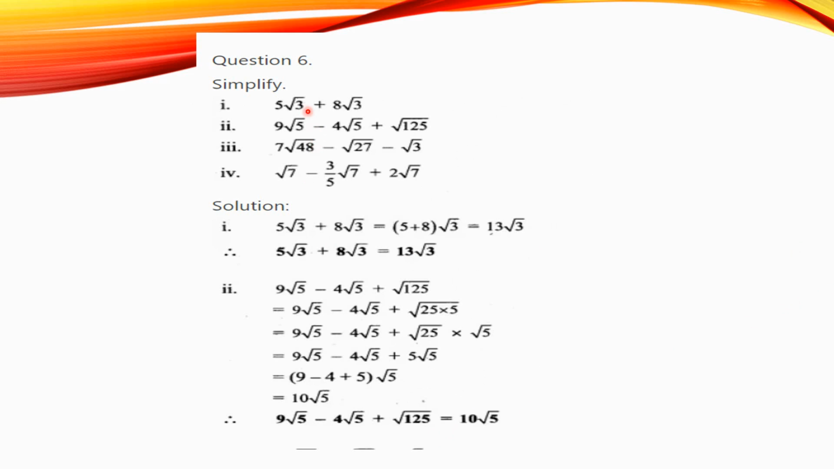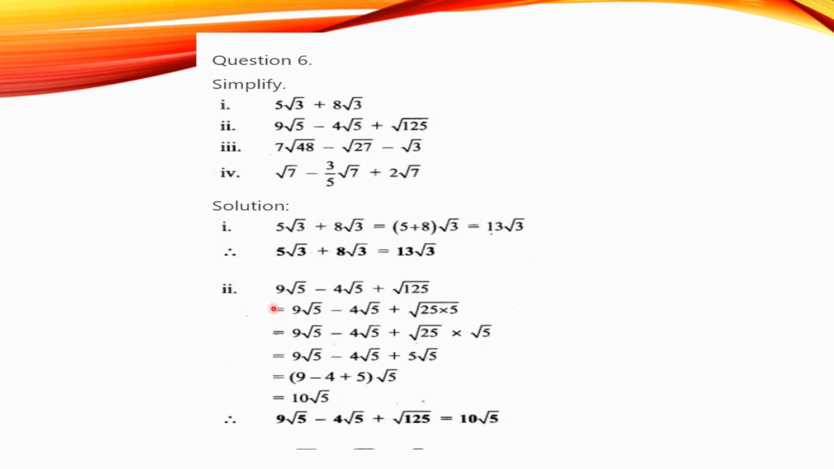Question number 6. Simplify the surds. Now first question is 5 root 3 plus 8 root 3. So we will solve it. 5 root 3 plus 8 root 3. Now here both the numbers are having root 3, so we can take root 3 as common, and inside the bracket we can write it as 5 plus 8. So 5 plus 8 will be 13. So it can be written as 13 root 3.